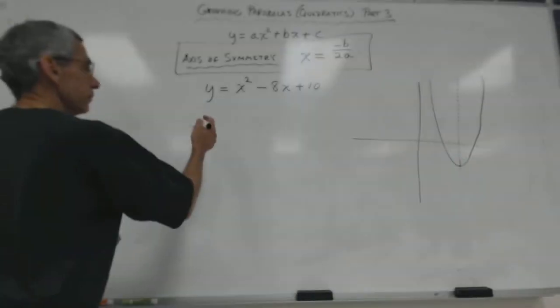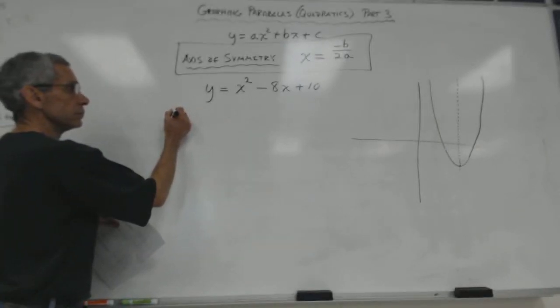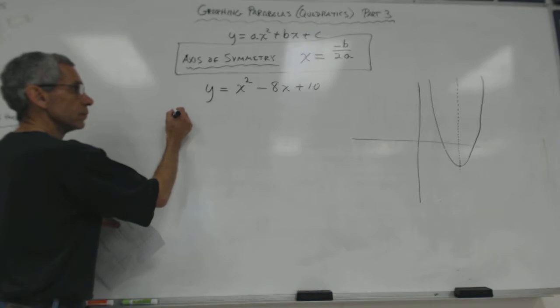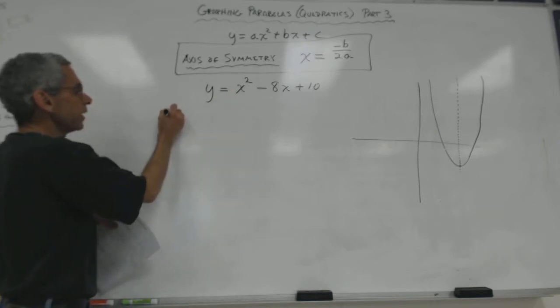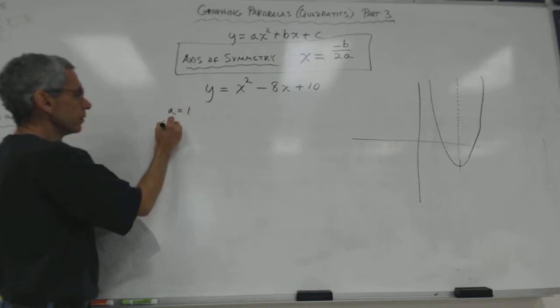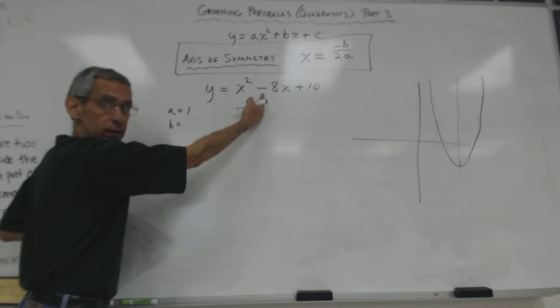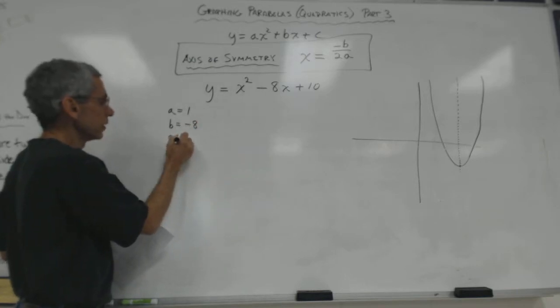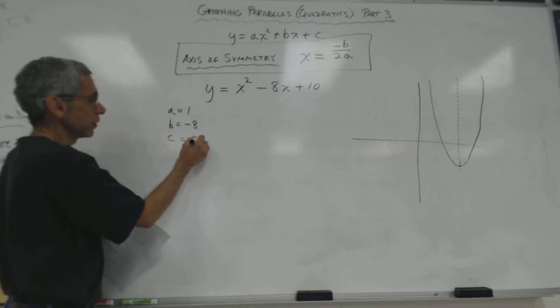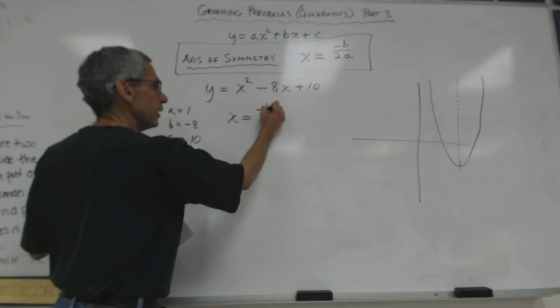And so, what is my a? It's 1. It's the number in front of the x squared, right? So my a is equal to 1. What's my b? That negative is really important. You guys all see that? It's negative 8 for the b, and the c is 10. Okay. So my formula is x is equal to negative b over 2a.